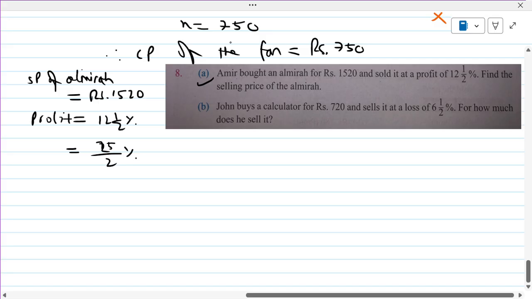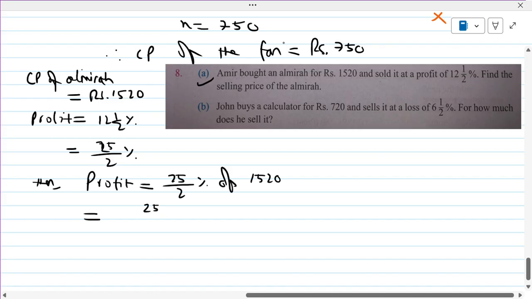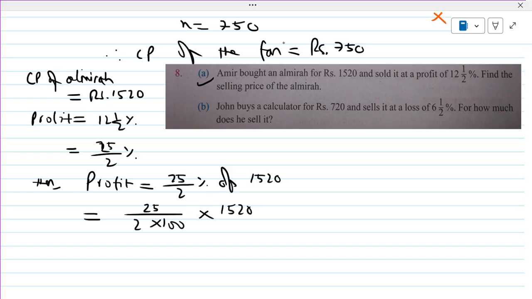Now, sorry, I made one mistake here. It's not the selling price, it's the cost price. He had purchased it for 1520. Cost price was given, not the selling price. So as the cost price is already given, we can find the profit value directly. Let's go for finding profit. So profit is equal to 25 by 2 percentage of 1520. Let's remove the percent by making it 100 down and into 1520.